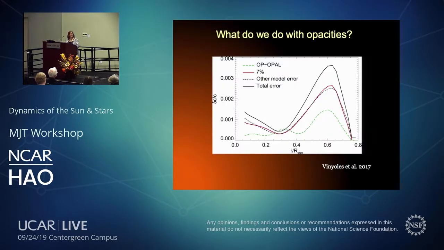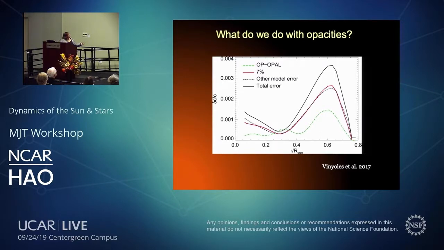Nuria Vinyoles, who is a student of Aldo Serenelli, in her PhD thesis looked in detail into some of the sources of errors in stellar models, including errors caused by inversions when we get the solar results out. And she looked carefully at opacities. What would be the contribution to the sound speed difference if you changed, for example, the OPAL opacities to OP opacities? Some OP opacities are marginally higher, not much.